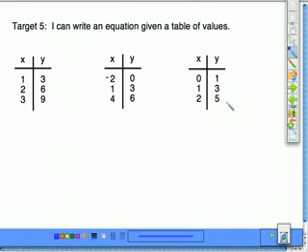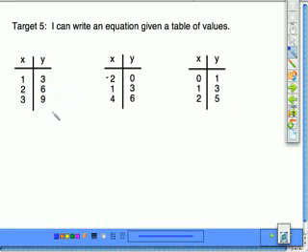Target 5, I can write an equation given a table of values. We are going to look at the table of values and try to figure out what is happening to x to give us our y. So when we look at this particular situation, what can we do to 1 to get a 3? What can we do to 2 to get a 6? And what can we do to 3 to get a 9?